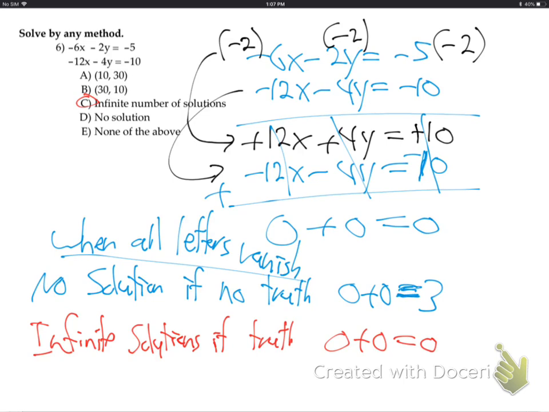Does that make sense? So there's 2 things. When all the letters vanish at the same time, you know it's all or nothing. No solution or infinite solution. Which one? Just remember, no truth, no solution. If you get something like 0 plus 0 equals 3, that's not true. 0 plus 0 does not equal 3. No truth, no solution. But if you get something that is true, 0 plus 0 equals 0, that means there's truth there. There's infinite solution.